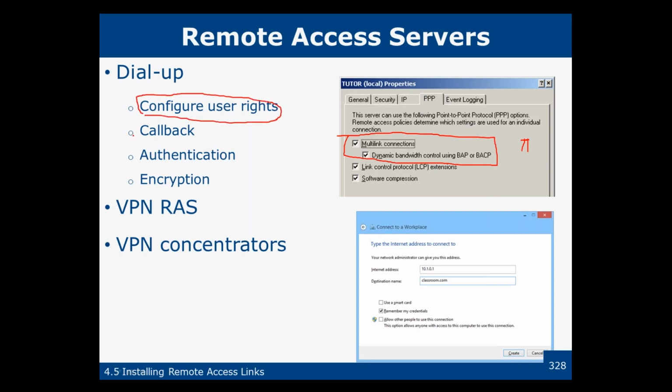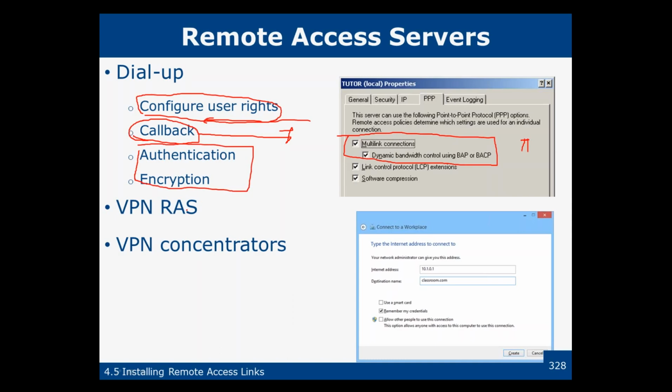You can configure user rights so that only certain users can use dial-up. You can do callback to be sure that you're getting the right user. You would have to have phone numbers on file. Then the user dials in, hangs up, and then you call them back. That also was a way to allow the company to pay the phone bill instead of the user. With dial-up, we can have authentication and encryption.